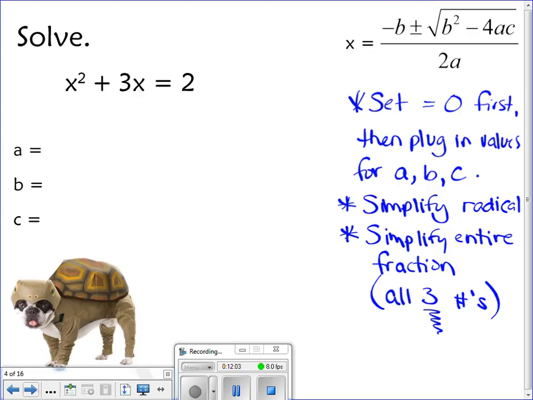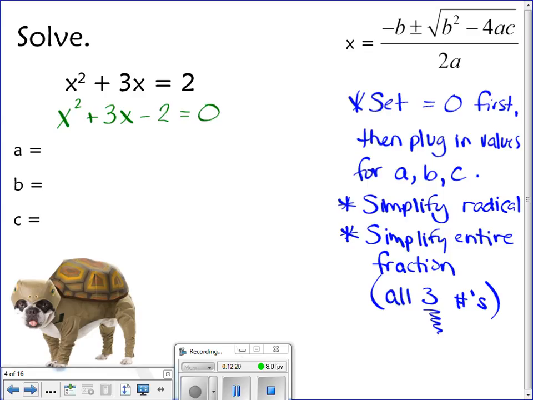Here we go, guys. So x squared plus 3x equals 2. First thing says set equal to 0 first. So we need to subtract the 2 back over. So x squared plus 3x minus 2 equals 0.